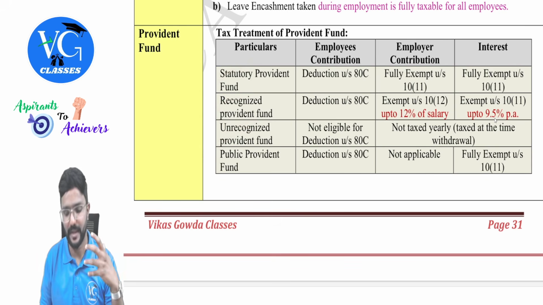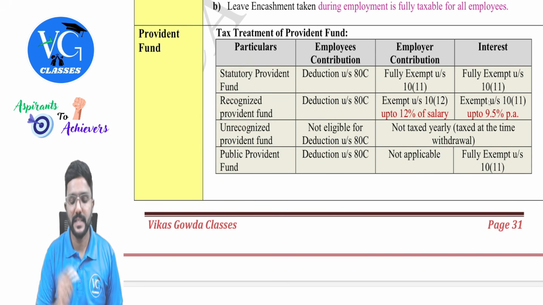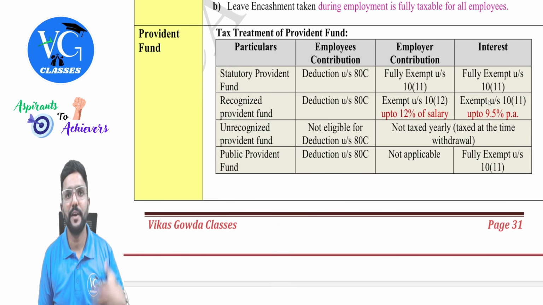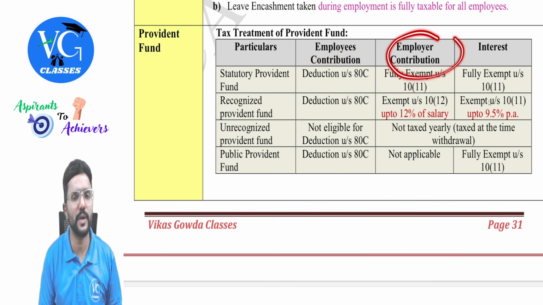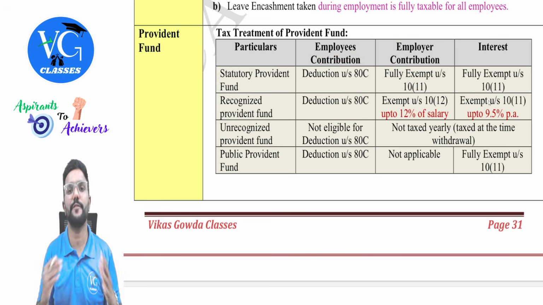Sir, what is the tax effect of this? Firstly, statutory provident fund. For employee's contribution, deduction is available under section 80C, whereas employer contribution is fully exempt in the hands of employee, and even interest is fully exempt, guys.